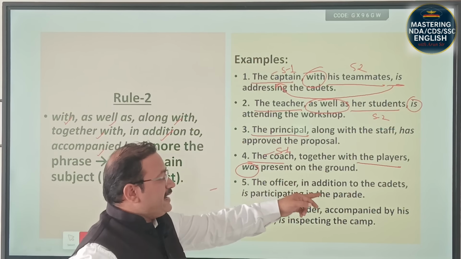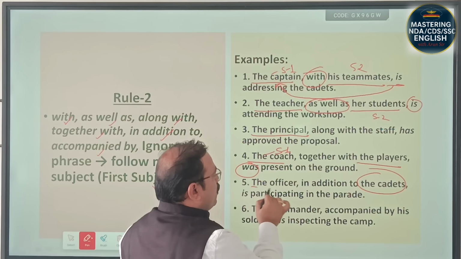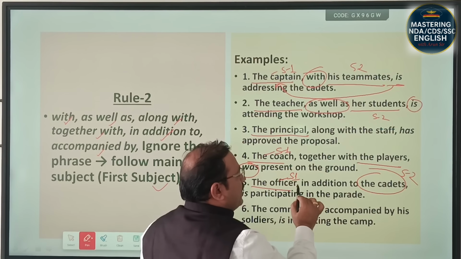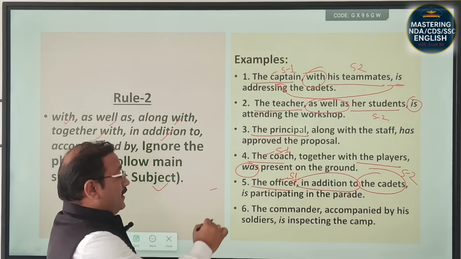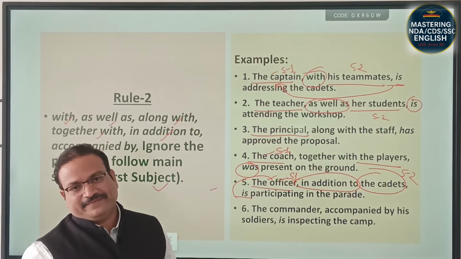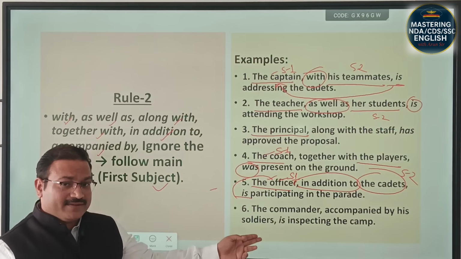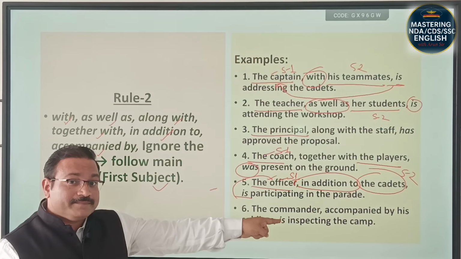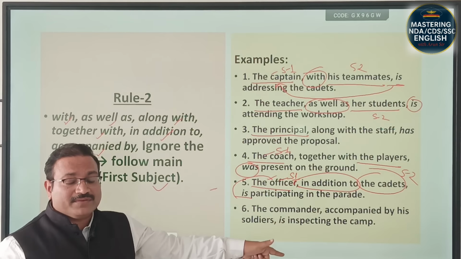The officer in addition to the cadets, the officer subject 1, cadet subject 2, both are joined by in addition to. According to the rule, the verb will agree with subject 1, the officer. Similarly, the commander accompanied by his soldier is. Why? Because subject 1 is the commander. So commander is singular, so we'll take singular verb.